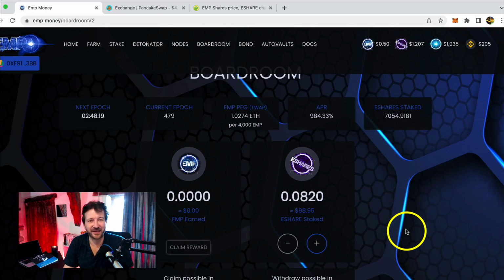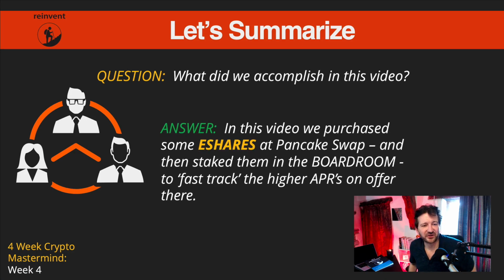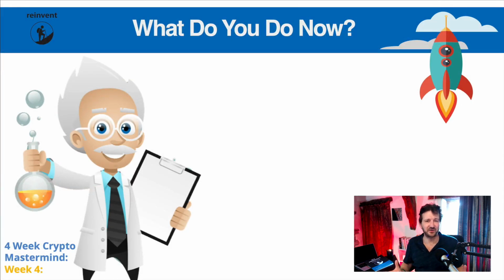Right, let's summarize. So what did we accomplish in this video? Well, we purchased some eShares at PancakeSwap and then we staked them in the boardroom to fast track the higher APRs that are on offer there. And I know that you get this and I love you for this. It's exciting, isn't it? Isn't it fun doing something where we're thinking, yeah, I kind of know what Chris is talking about. I kind of get this. So I can't wait for you to really dig down deep. Maybe you've already done this yourself, which is wonderful.